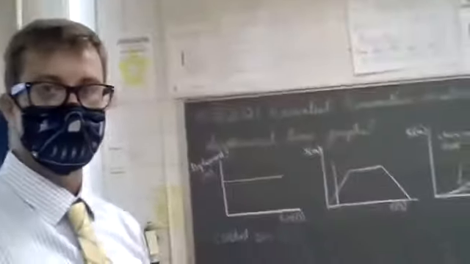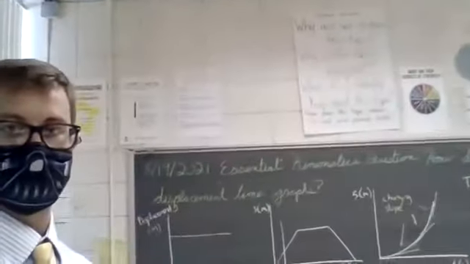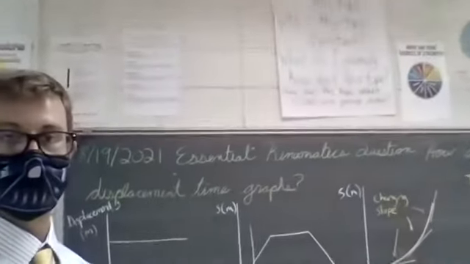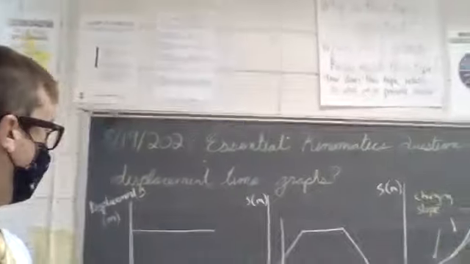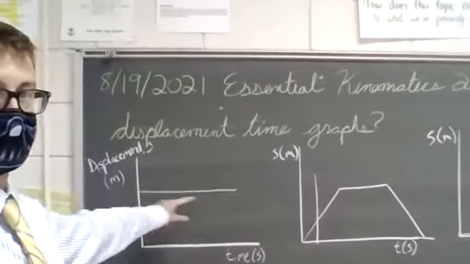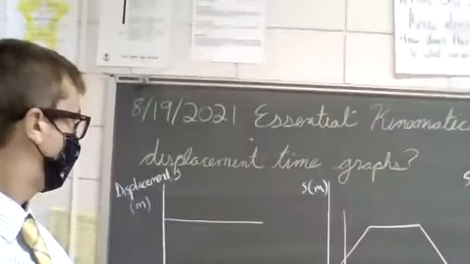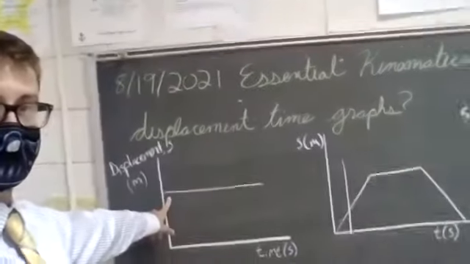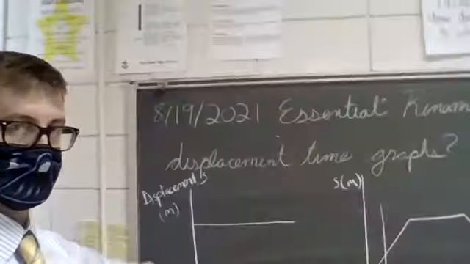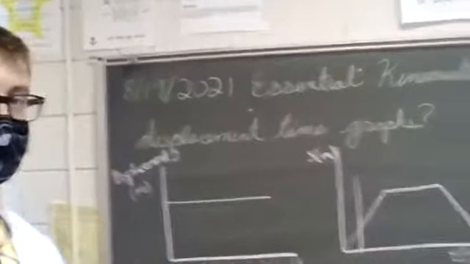All right, today's essential question, we've got an essential kinematics question: how do we interpret displacement time graphs? Got a couple displacement time graphs there on the board. If there's just a straight horizontal line, that represents the motion of an object that just sort of exists, right? It's not moving, it's just at some displacement.